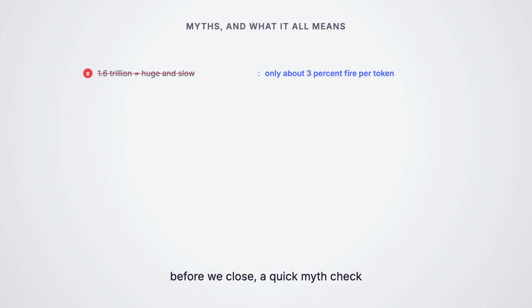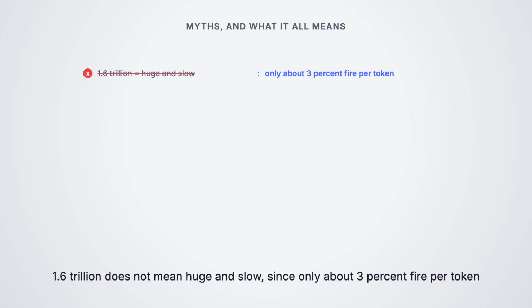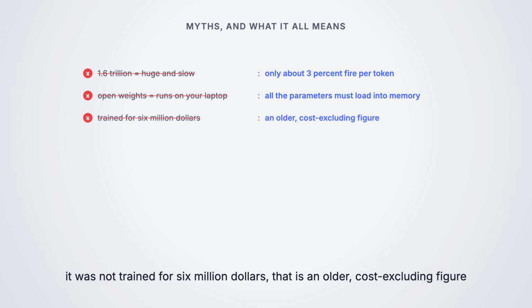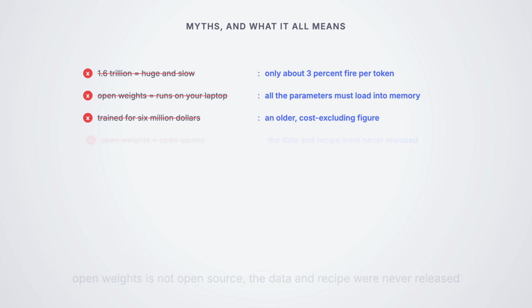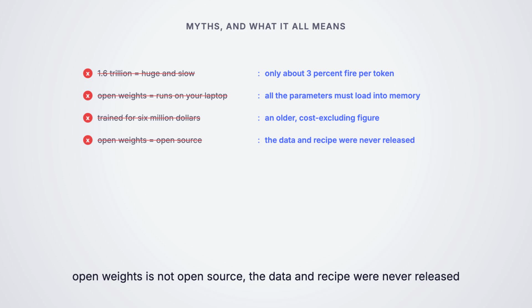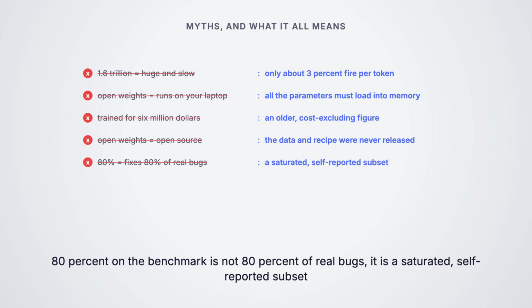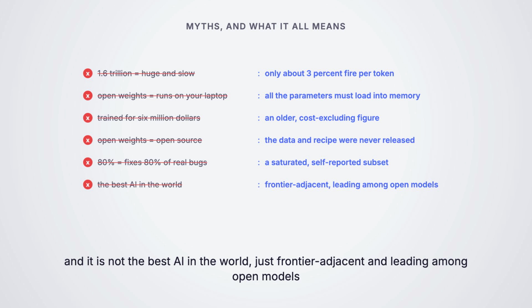Before we close, a quick myth check. 1.6 trillion parameters does not mean huge and slow, since only about 3% fire per token. Open weights does not mean it runs on your laptop, because all the parameters must load into memory. It was not trained for $6 million, since that is an older, cost-excluding figure for a previous model. Open weights is not open source, because the data and recipe were never released. 80% on the coding benchmark does not mean it fixes 80% of real bugs, since that is a saturated, self-reported subset. And it is not the best AI in the world, just frontier-adjacent and leading among open models.